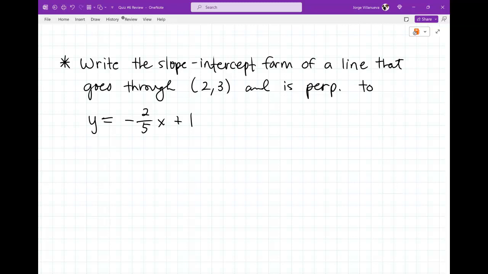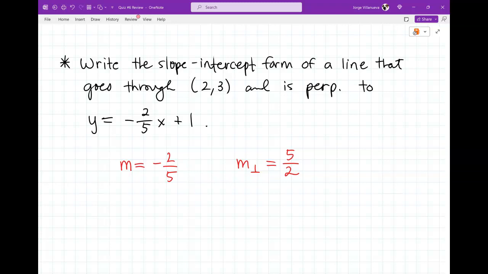Okay, that's not my answer, by the way. That's the line that I'm using as a reference. And they say it has to be perpendicular to that line. So what's the slope of this line right here? 2/5. So what's the perpendicular slope then? The reciprocal. All right, the reciprocal and switch, right? So 5/2, as you guys said.